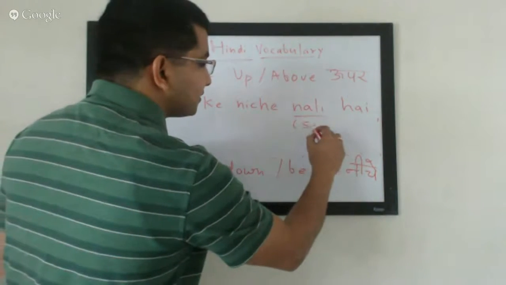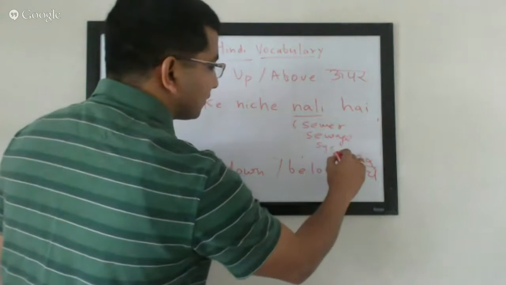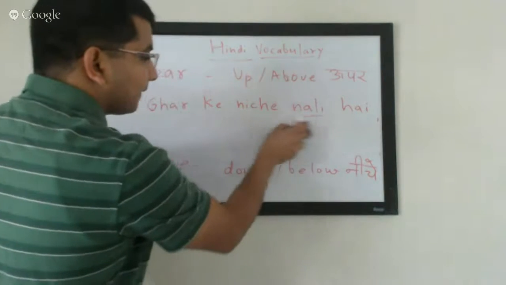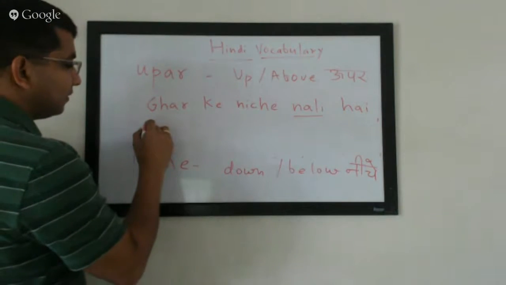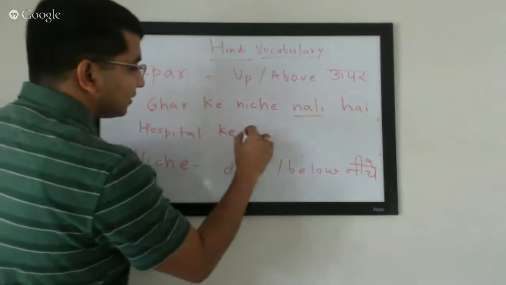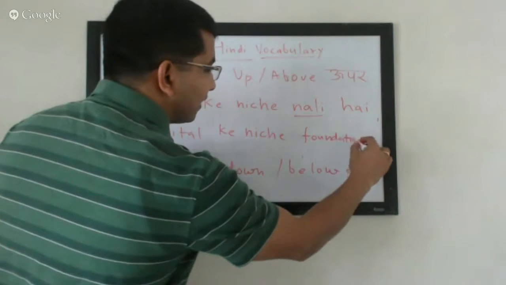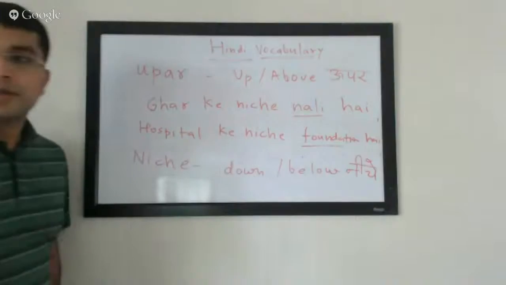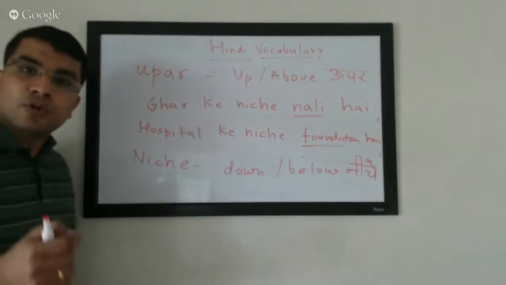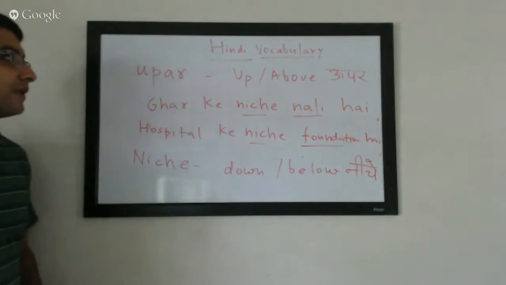Nali is nothing but a sewer, basically a sewage system, right? Or I can use, let's say, hospital के नीचे. I'm gonna say anything. Foundation है, foundation of a hospital, right? So feel free to replace it with any more appropriate word in the sentence. But the idea here is again direction. के नीचे. Okay.